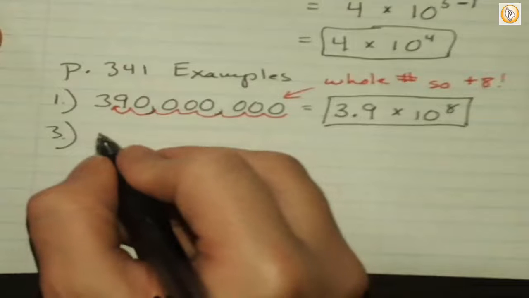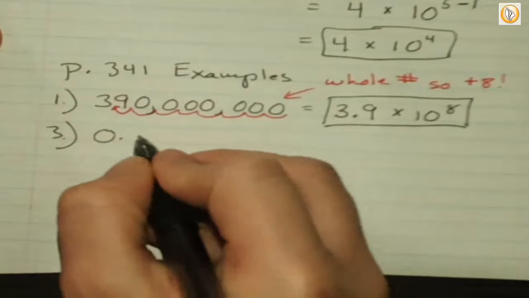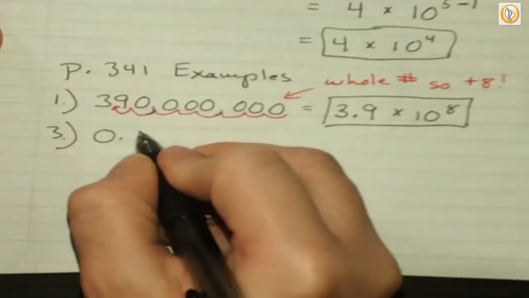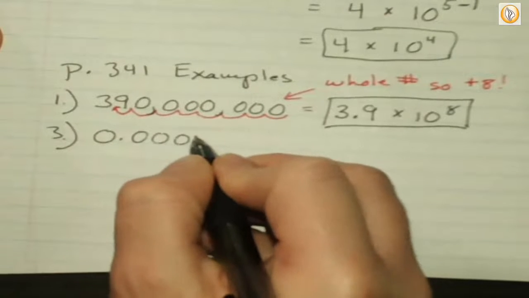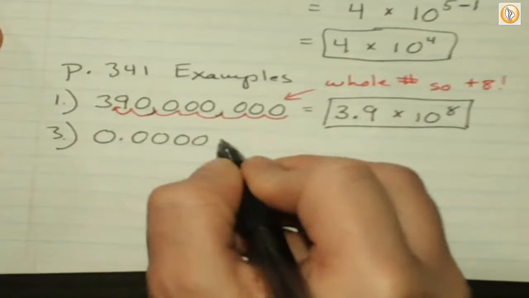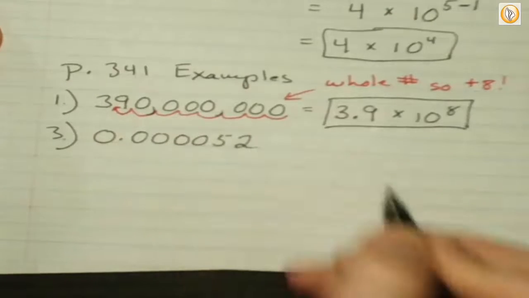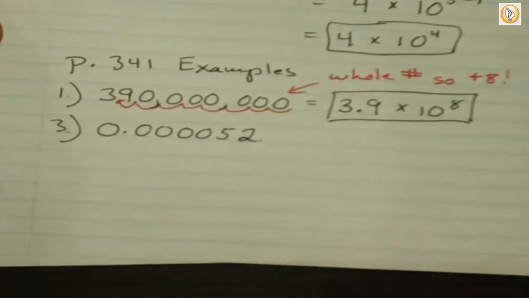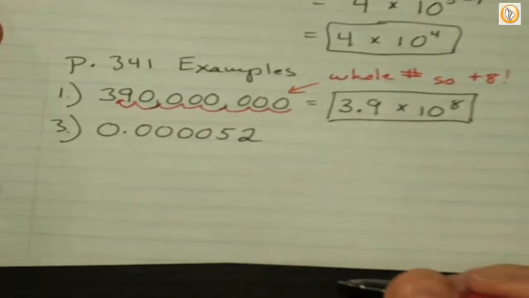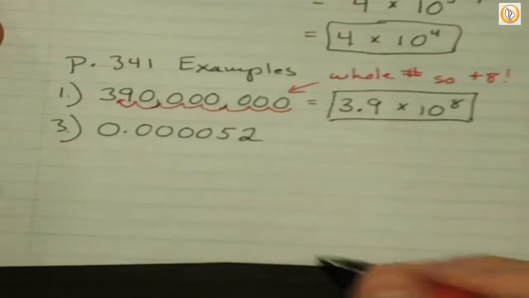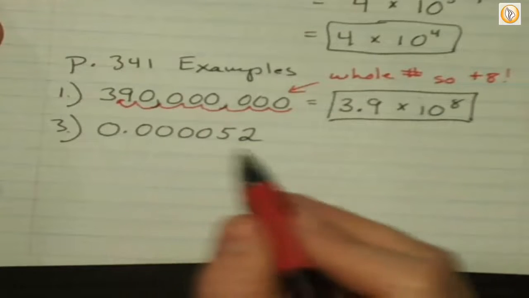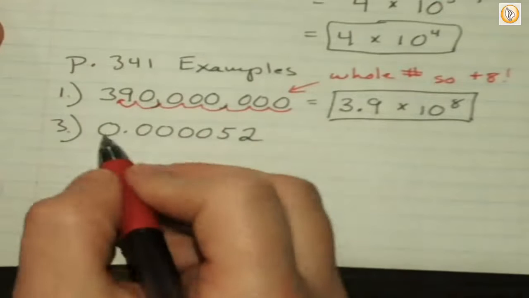All right, number 3. 0.12345 2. Already, what do we call this? Big ugly.